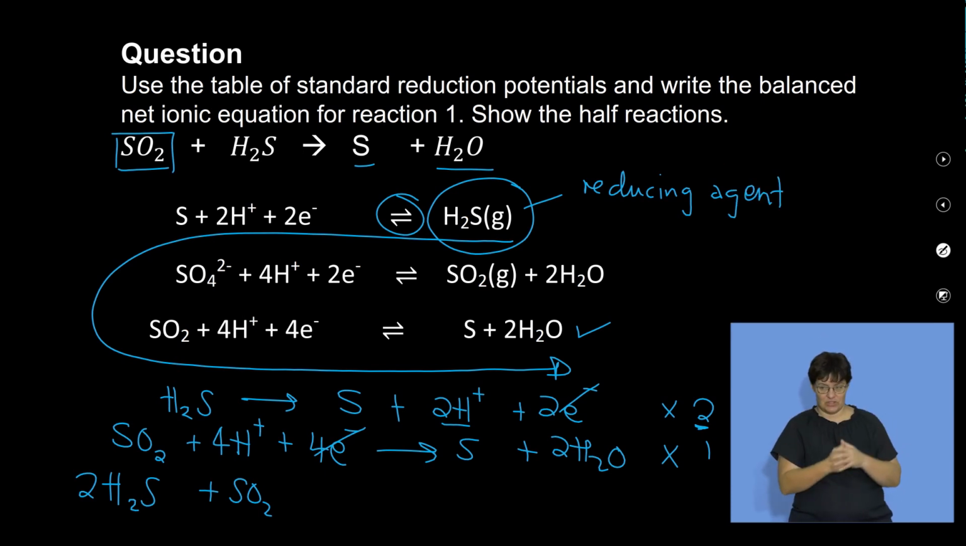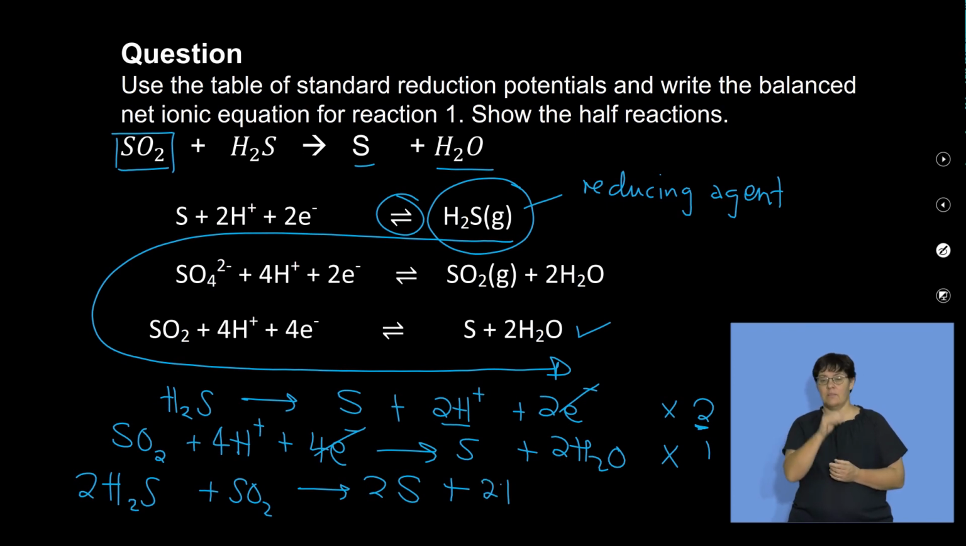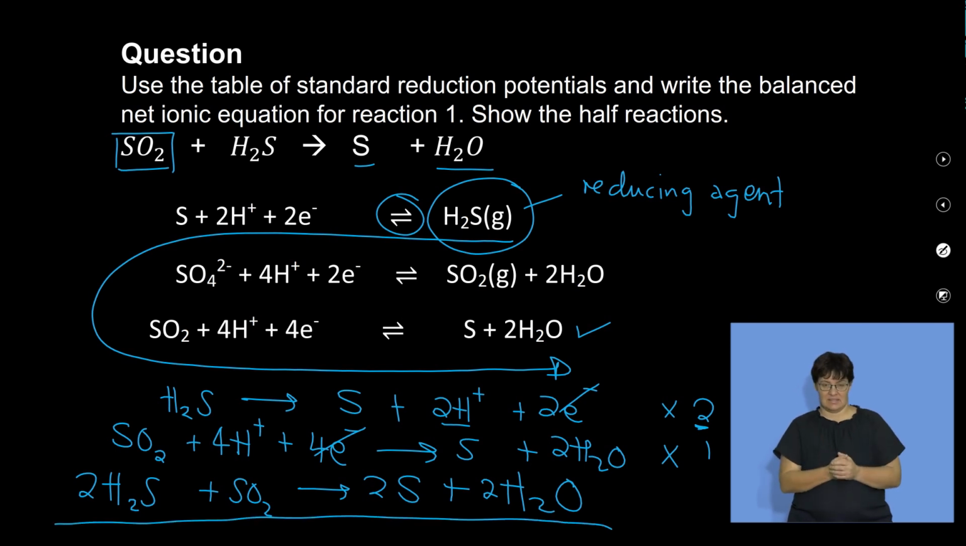Right, so if that is the case, what do we have? We've got 2 moles of sulfur, plus, in this case, we will also have water, which is multiplied by 1, so we'll have 2 moles of water. So this is our balanced equation as per our reaction. So that's how exactly we use the table of standard reduction potentials to balance.